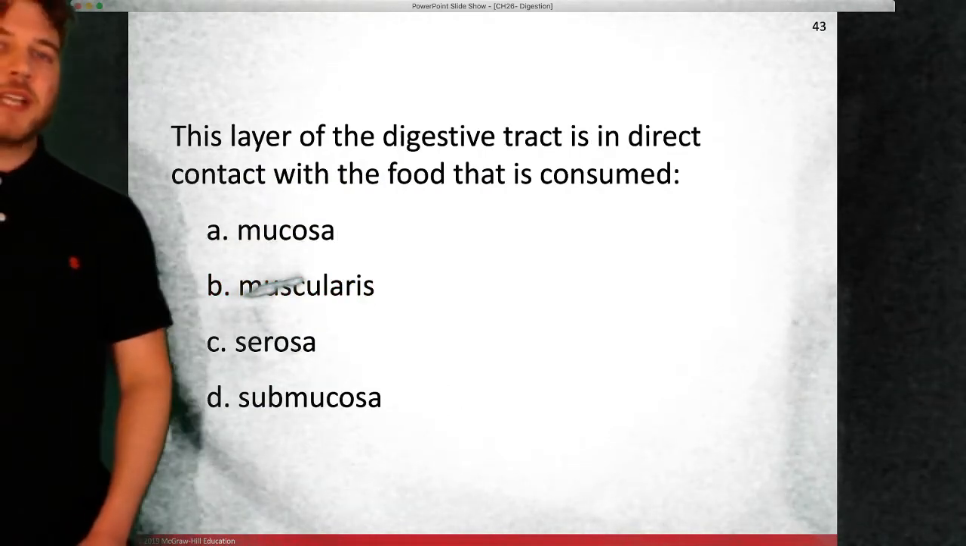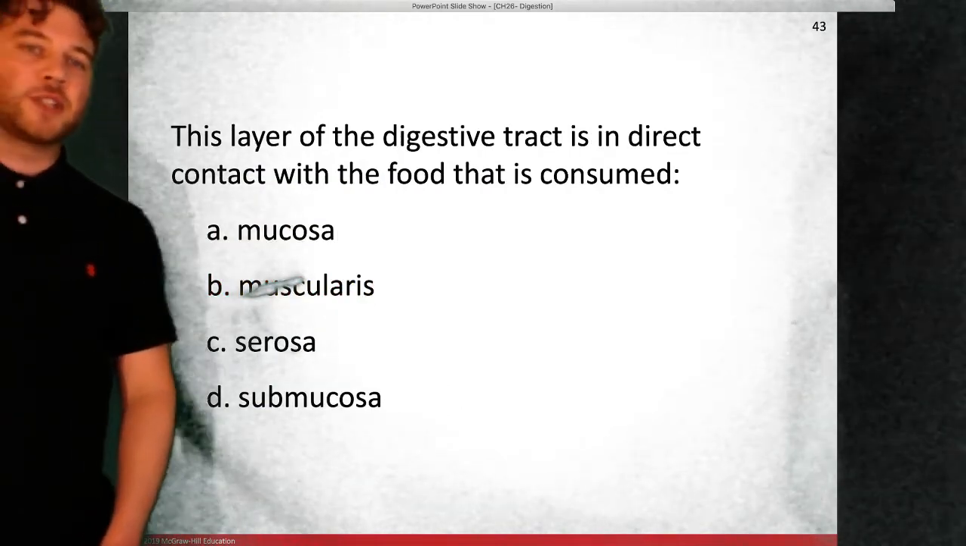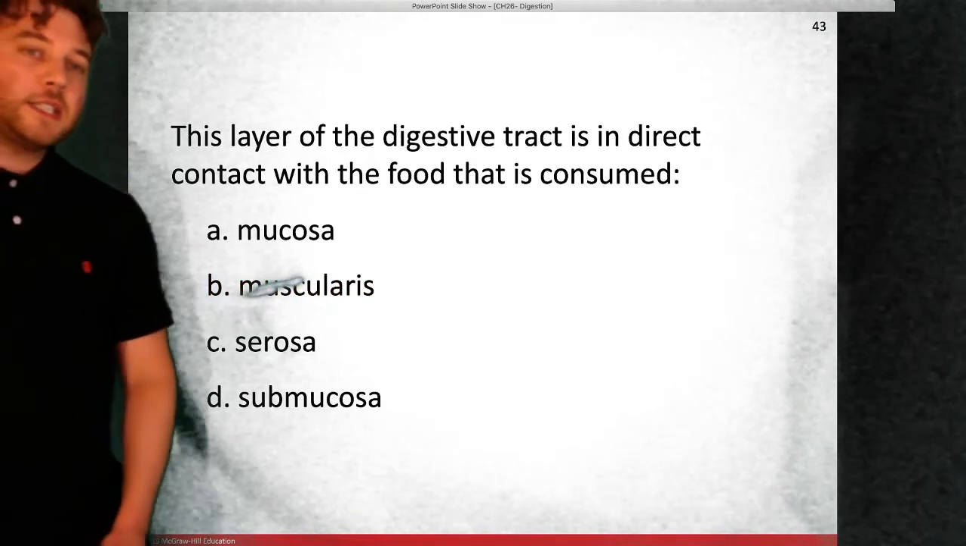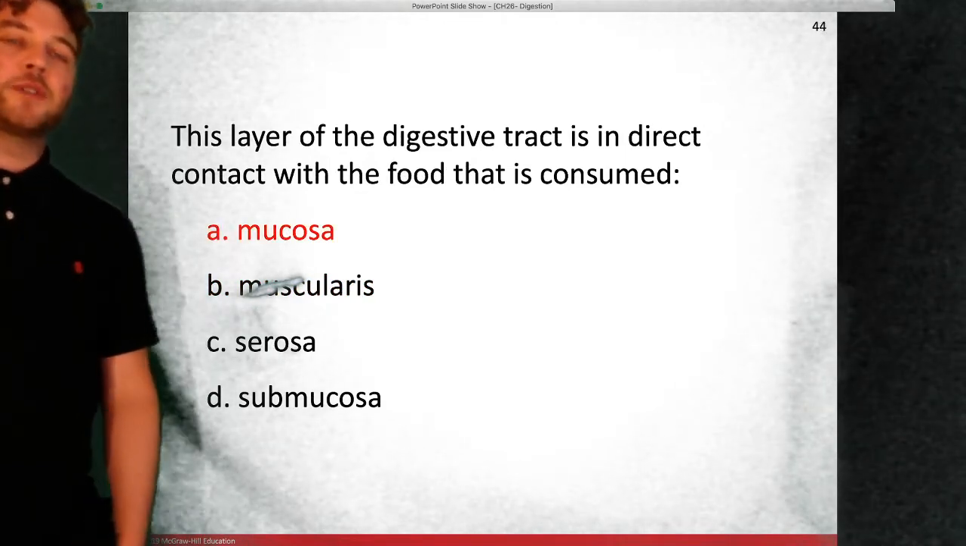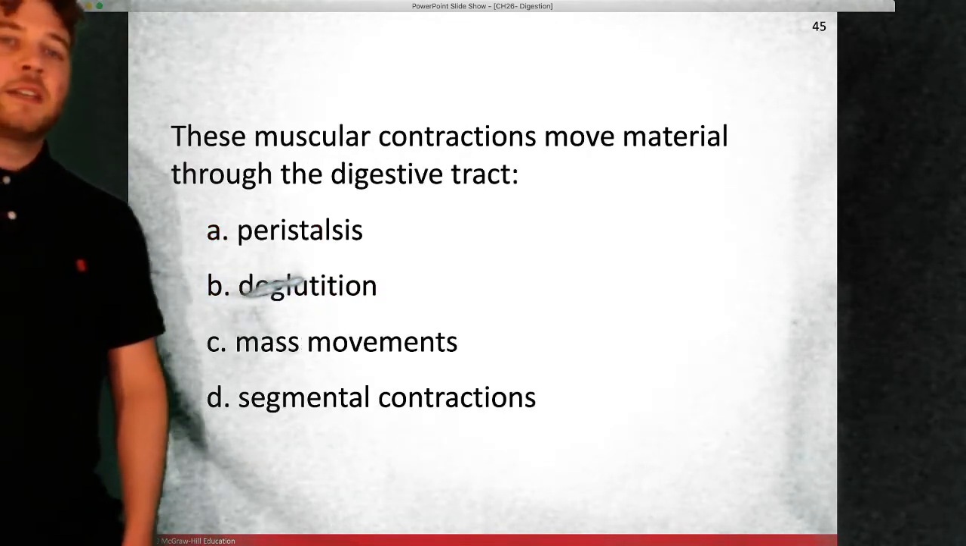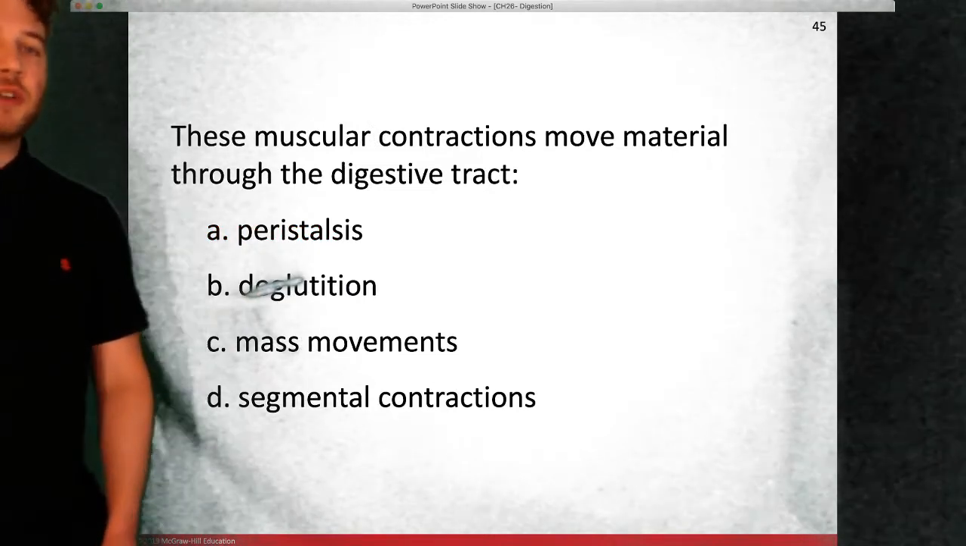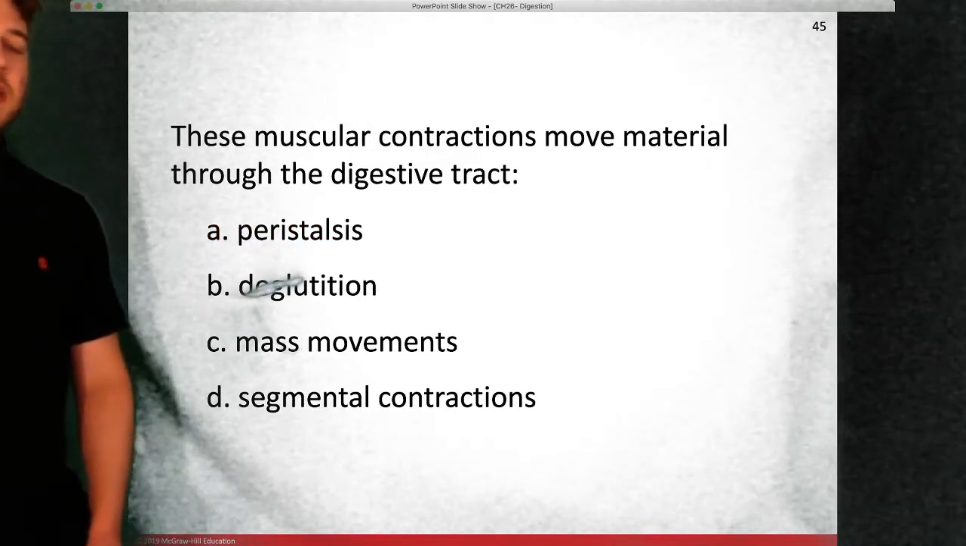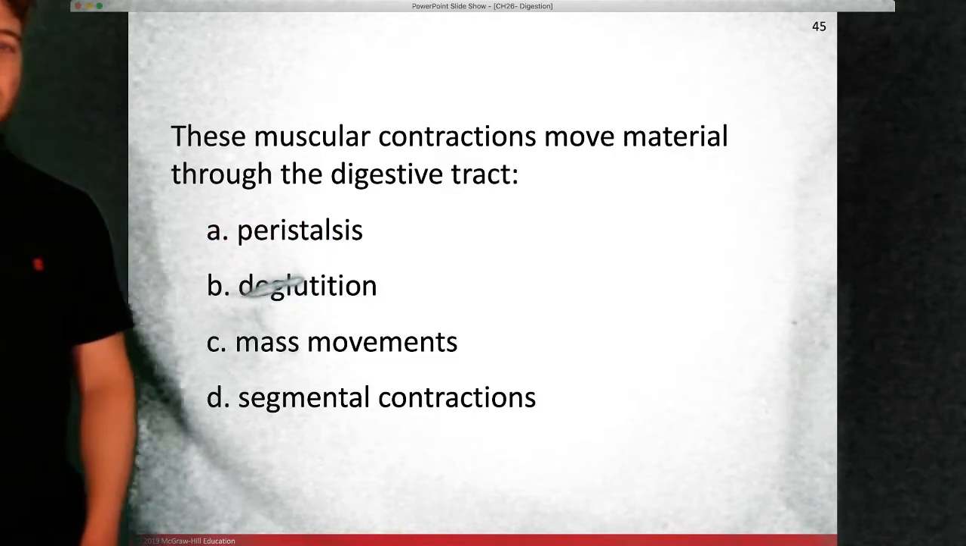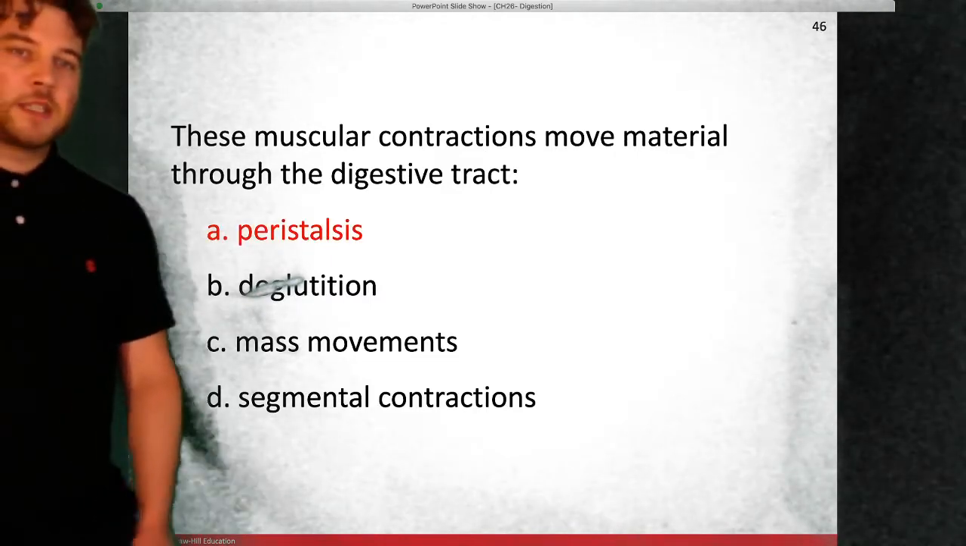This layer of the digestive tract is in direct contact with the food that is consumed. That is going to be, correct, your mucosa. These muscular contractions move material through the digestive tract. If we're moving material, that is called peristalsis. Deglutition is swallowing.